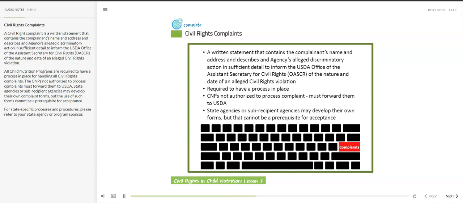All child nutrition programs are required to have a process in place for handling all civil rights complaints. The CNP is not authorized to process complaints and must forward them to USDA. State agencies or subrecipient agencies may develop their own complaint forms, but the use of such forms cannot be a prerequisite for acceptance. For state-specific processes and procedures, please refer to your state agency or program sponsor.